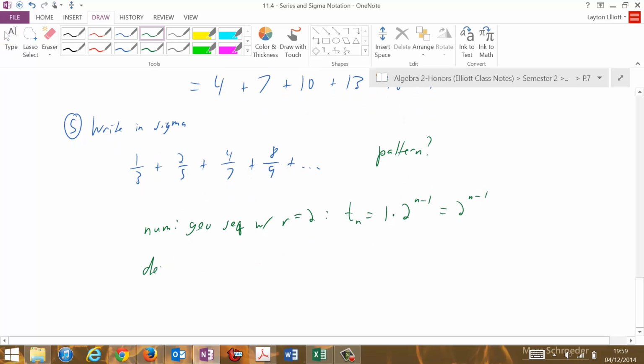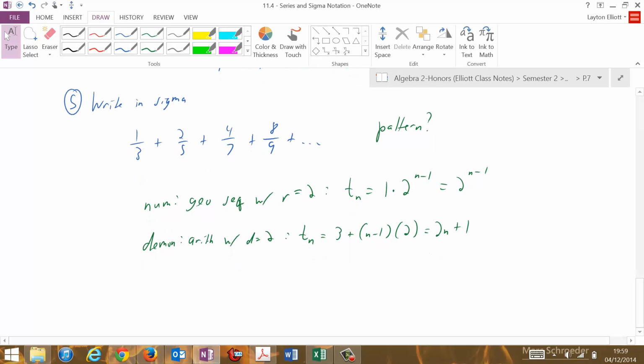The denominator is an arithmetic sequence with a d of 2. And its t of n formula is t of n equals t of 1 plus n minus 1 times the common difference of 2. And that's going to simplify to 2n plus 1. And so if I take this and make this its own fraction, I'm going to get numerator sequence over denominator sequence.